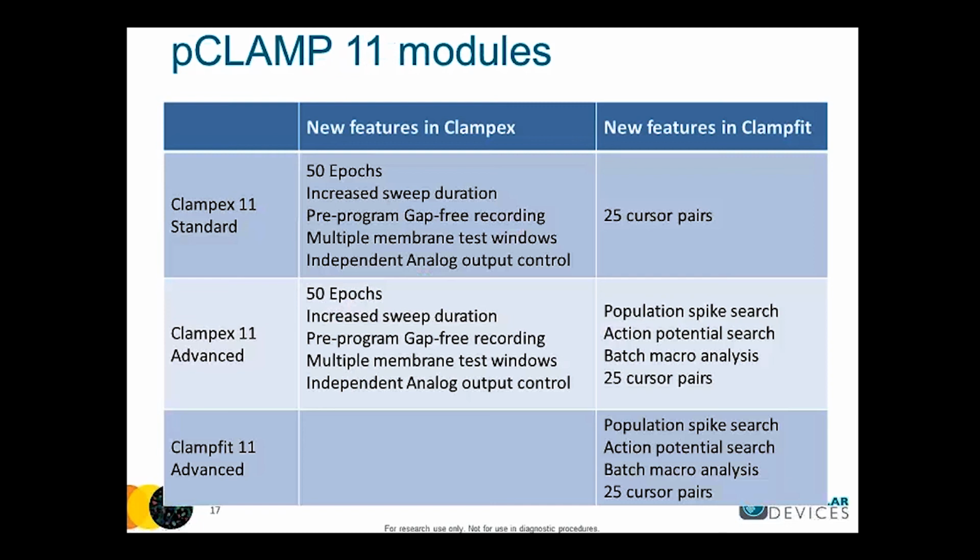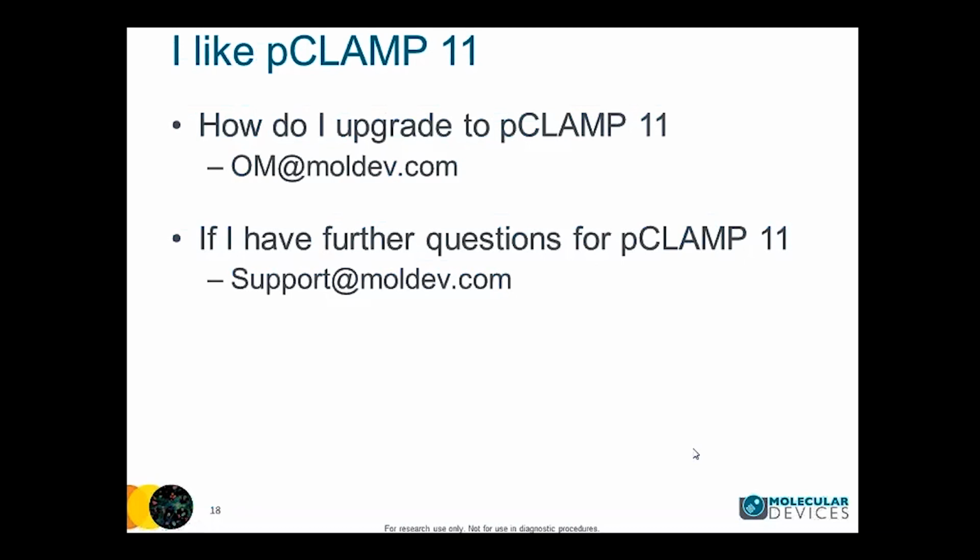Now, this slide just summarizes the models that we have. You have the Clampex 11 Standard, and with the Clampex 11 Standard you have all the new features in Clampex, but only 25 cursor pairs in Clampfit. If you order the Clampex 11 Advanced, you have all these new features in Clampex and Clampfit. And then we also offer a separate option. You can also order Clampfit 11 Advanced, for which you will receive only 1 dongle, for analysis only. So I believe that just like me, you like pCLAMP 11 too.